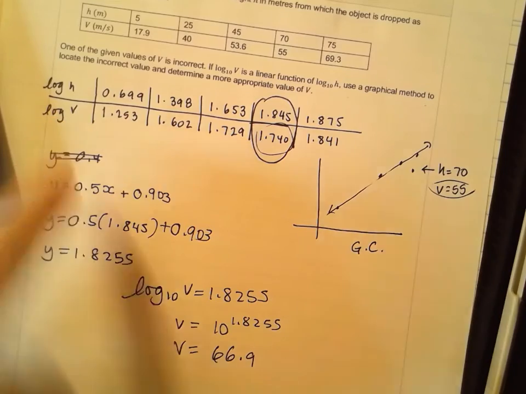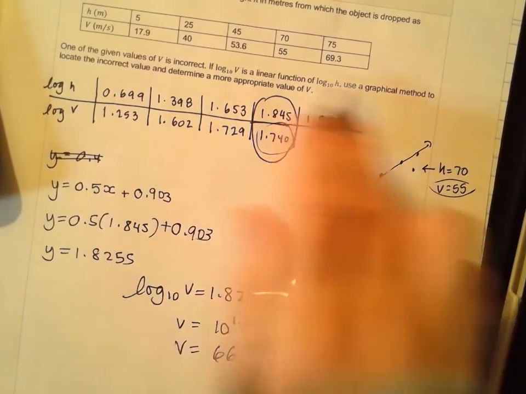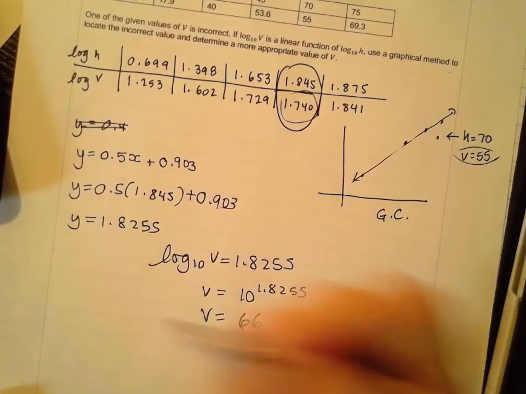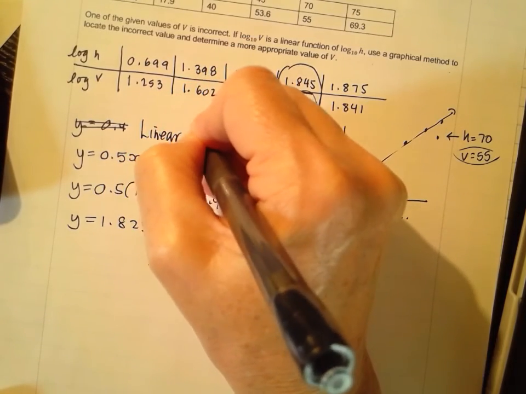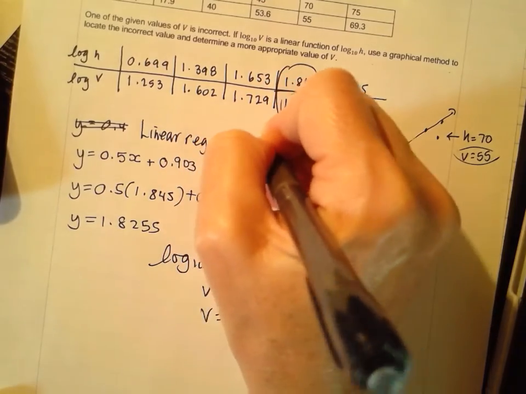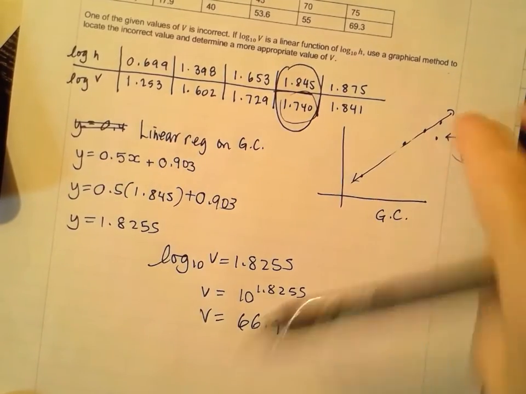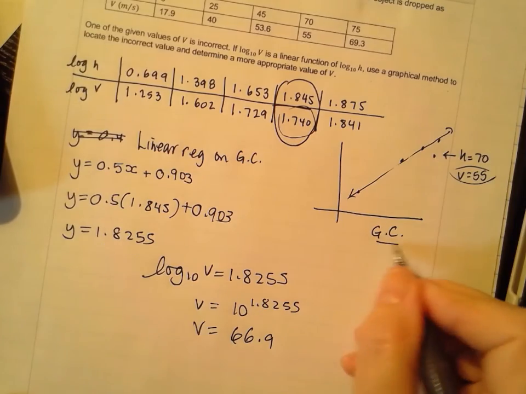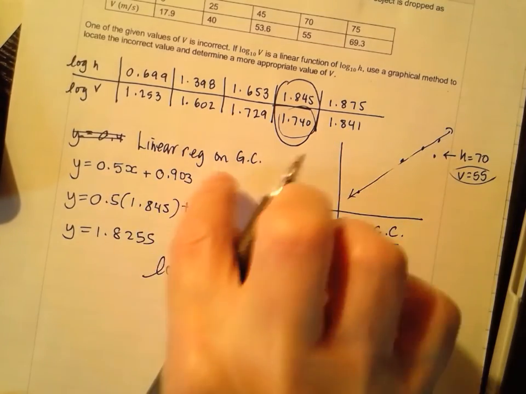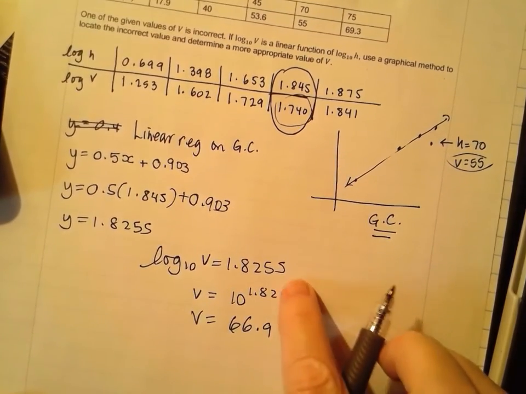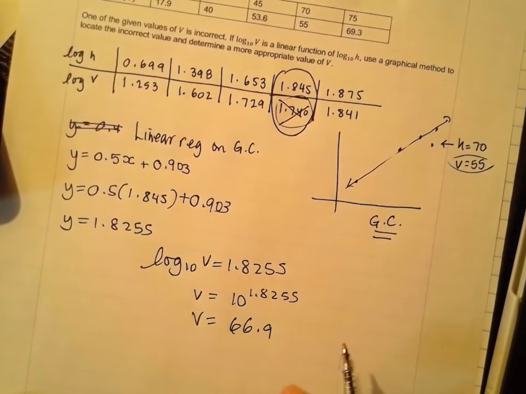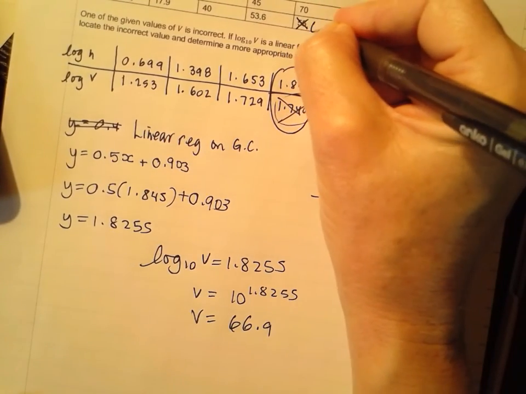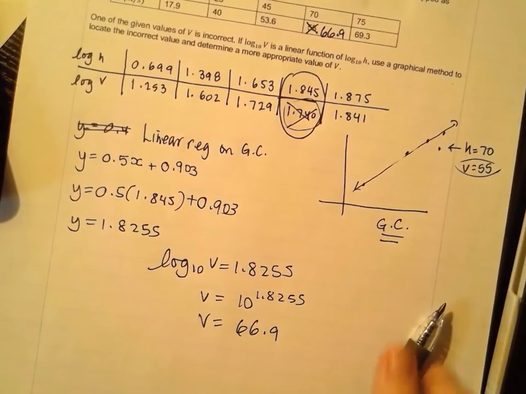Okay? So that is a tricky question, but I think we've done everything that we had to do. And I might write linear regression here on GC. So I wrote down my logs. I wrote a little scatter plot saying that I found it on my graphics calculator. I said that I found this by doing linear regression, and then I substituted the value back in to get my better value. You know, that was a bad V. So it shouldn't be 55, it should be 66.9. Okay, well done.